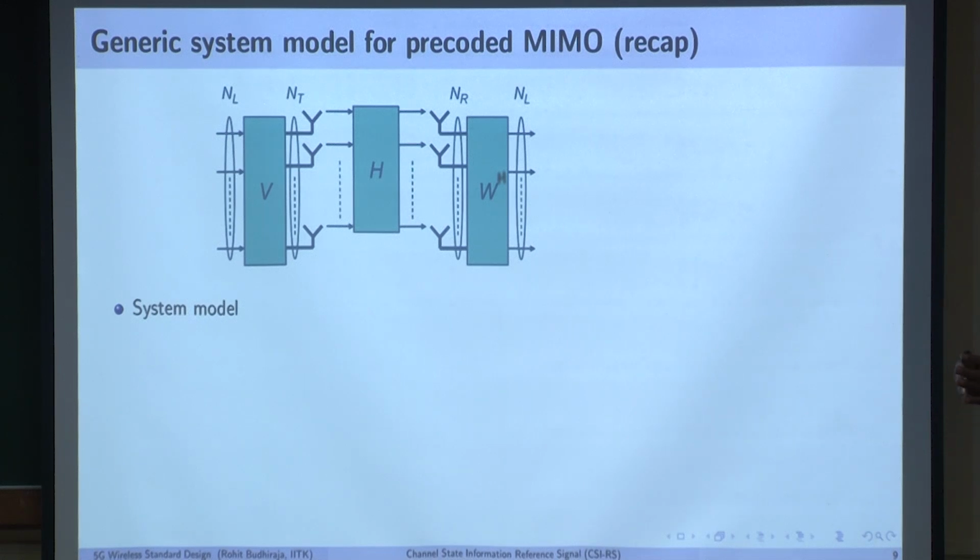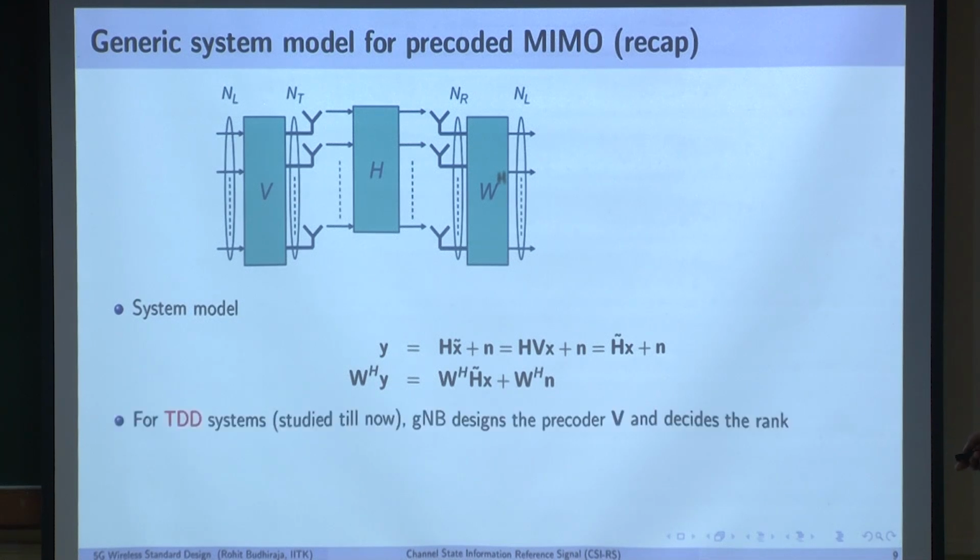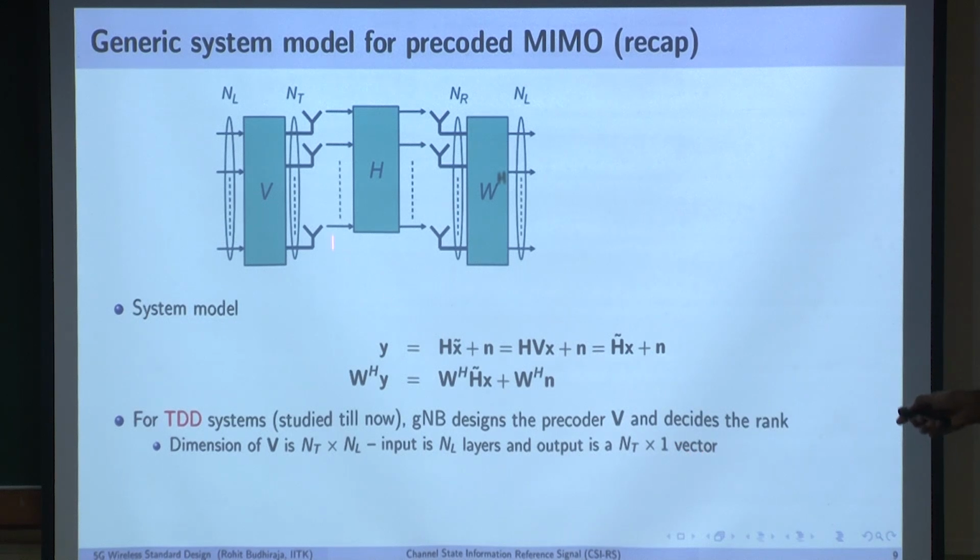Remember this picture. Y is equal to H x tilde plus n. What is x tilde? X tilde is the precoded signal, V of x, and then it becomes H tilde of x plus n. At the receiver you multiply it with W Hermitian y. So we are very comfortable with this. For the TDD system studied till now, the gNodeB designs the precoder V and decides the rank. Rank is basically the number of layers. If it knows the channel, it knows the rank. So the dimension of V is NT cross NL.